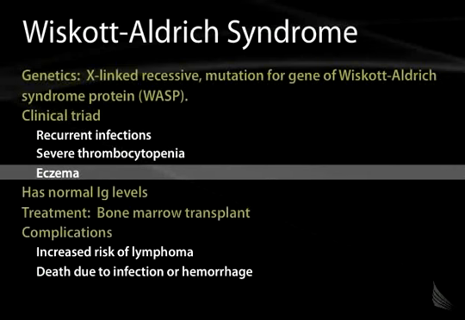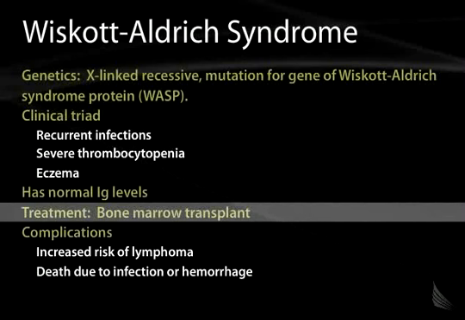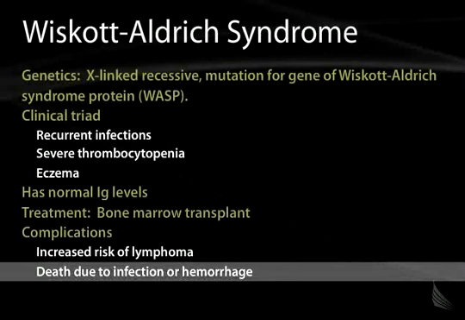These patients respond very poorly to polysaccharide challenges that might come from different infectious organisms, but have normal IgG levels. The treatment here is similar to what one might do for SCIDs. You would treat the patients with a bone marrow transplant, and like patients with other immunodeficiencies, they are at increased risk for lymphomas and often die due to infection or hemorrhage.